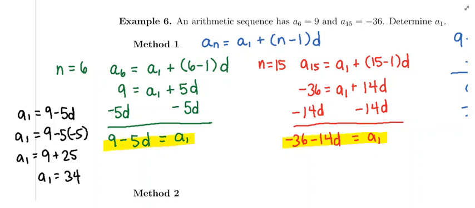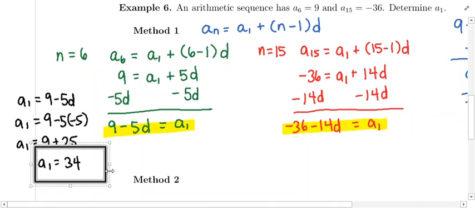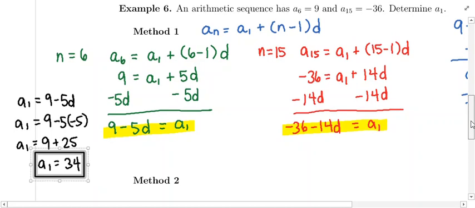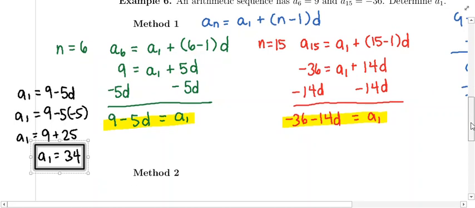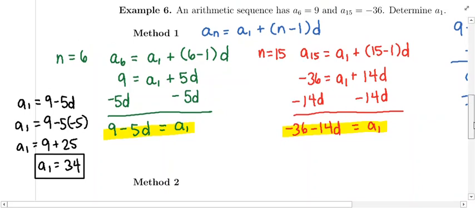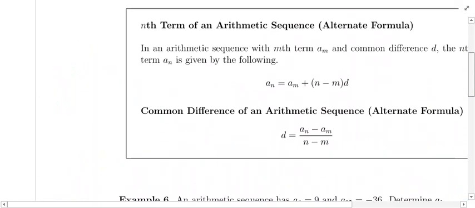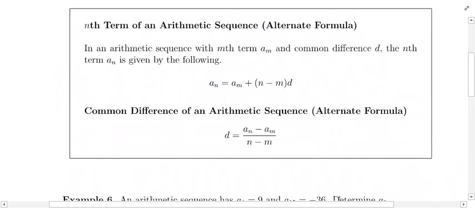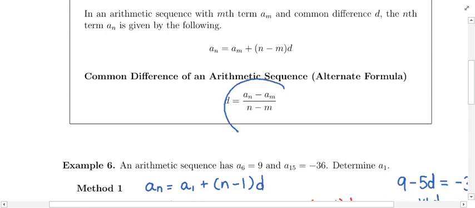So this was a way of calculating A1 using that original formula that we learned. Now I'm going to show you another way of solving for this, and it's probably going to be easier here. I am going to use these alternate formulas. Keeping in mind that I'm dealing with an arithmetic sequence, I want to think linear, I want to think slope.